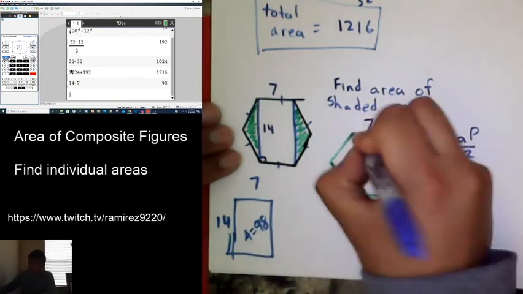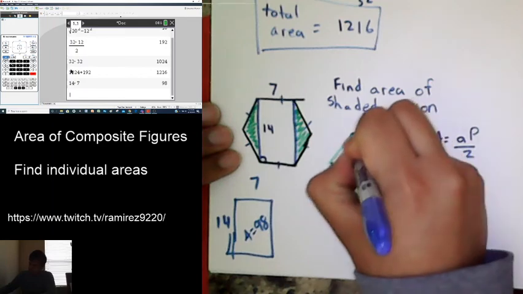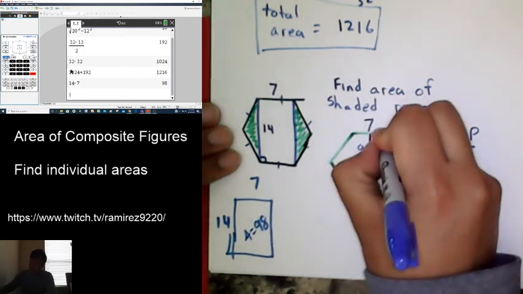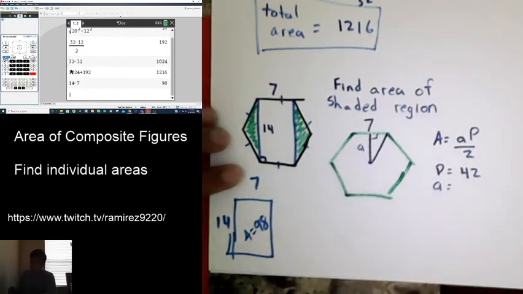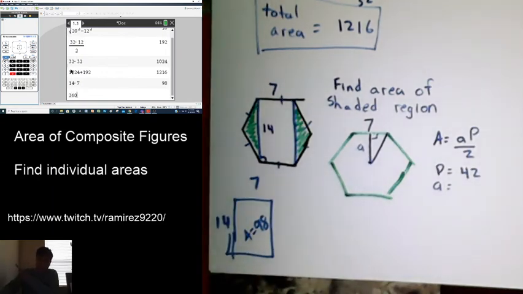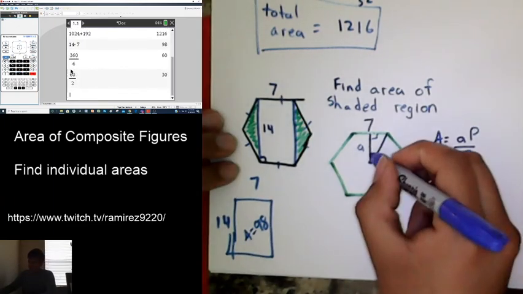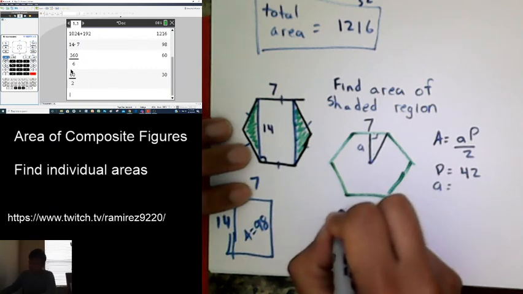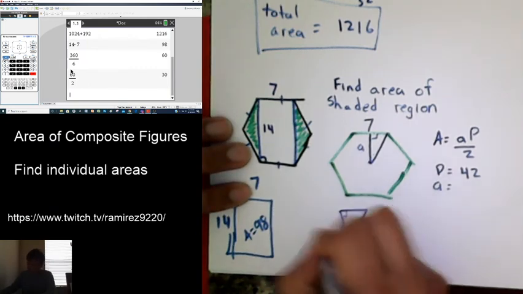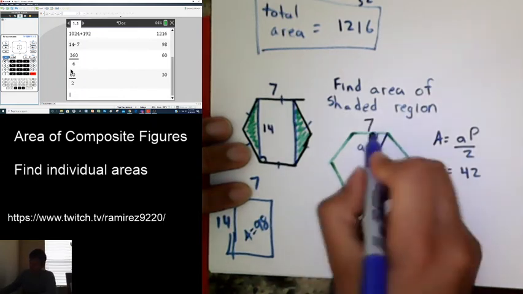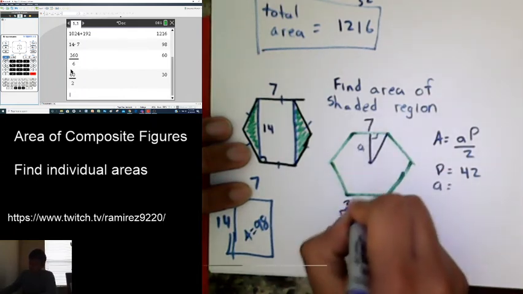But basically, I'm going to draw my apothem, and I'm going to create a right triangle. I'm going to find this angle by doing 360 divided by 6 because there's 6 sides, and then I'm going to divide that by 2 again. So this angle right here is 30 degrees. I'm looking for the apothem. This is obviously only half, so this is 3.5.